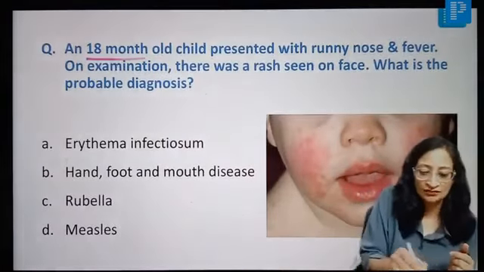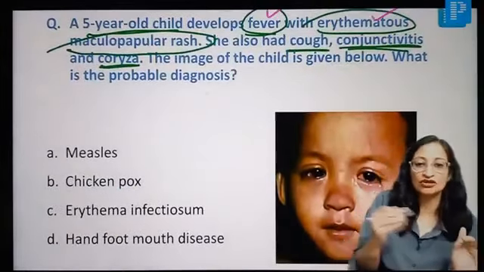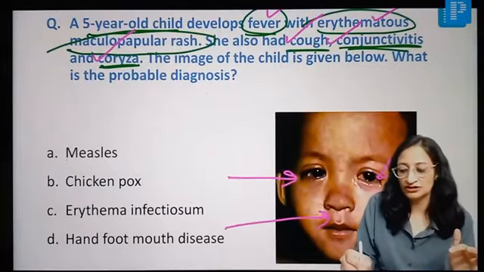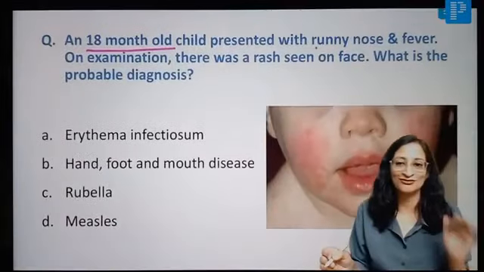An 18-month-old child presented with... Okay, so coming back to a question. Sorry, I didn't answer it for you. It is fever with erythematous maculopapular rash. Cough is there. Conjunctivitis is there. Coryza is there. This wet look of the child you can see. So all these are features of measles, right? I'm sure all of you made out the answer before me confirming it.